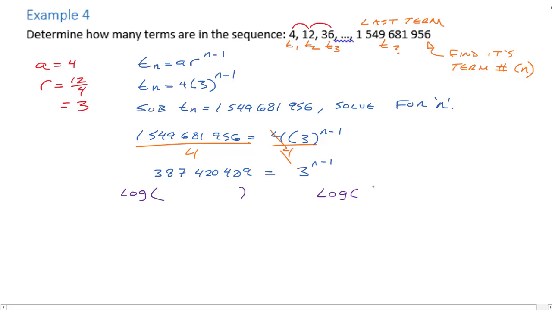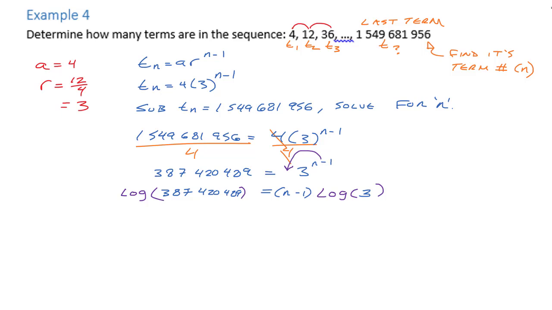On the first side, it's just the log of this number, right? Now, on this side, the log of 3, the whole trick with logarithms is it allows us to take the exponent and move it down in front. So we're going to move the n minus 1, put it in a bracket, out front. On the other side, the exponent was just a 1, and multiplying by 1 doesn't do anything, so we don't bother.